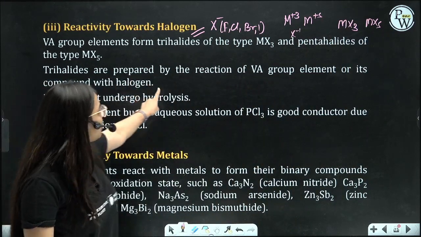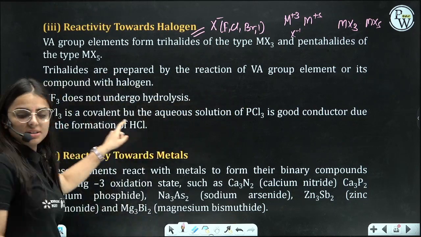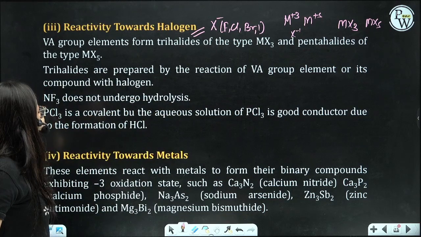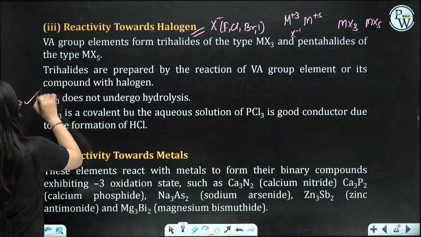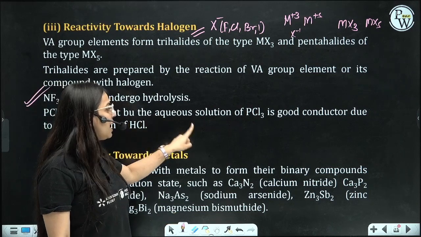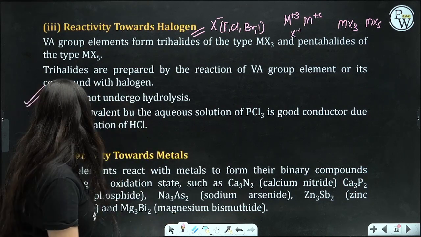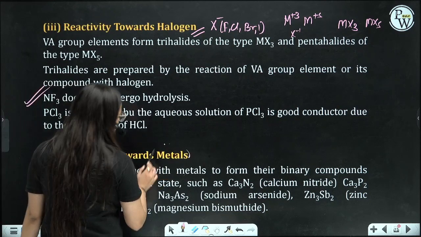Trihalides are prepared by the reaction of the fifth group elements, that is the nitrogen family, or its compounds with the halogens. NF3 does not undergo hydrolysis, very important. Also, PCl3 is a covalent compound, but the aqueous solution of PCl3 is a good conductor due to the formation of HCl. Clear?